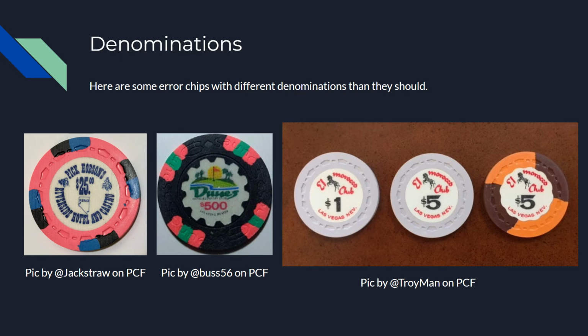Next thing we have is a Dunes 100 with a $500 inlay. Definitely wrong there. And on the right side, you have a picture of an El Morocco 1, 5, and the correct El Morocco 5 with the quarter pie. Same thing as I spoke about in the first picture: in the El Morocco picture, the 5 in the middle probably has a $1 inlay on the back side, so definitely an error chip there.